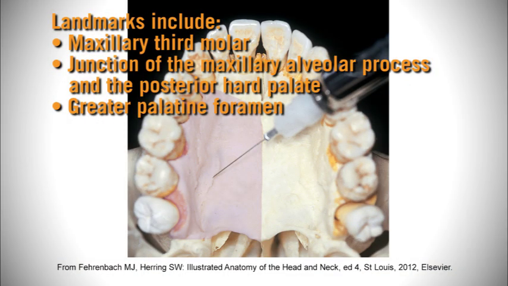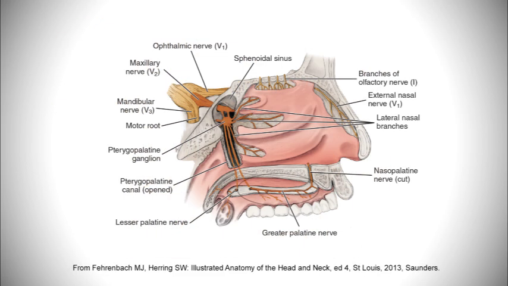The landmarks are the maxillary third molar, the junction of the maxillary alveolar process and the posterior hard palate, and the greater palatine foramen. The deposit location or target area for the GP block is anterior to where the greater palatine nerve enters the greater palatine foramen from its location between the mucoperiosteum and palatine bone of the posterior hard palate.